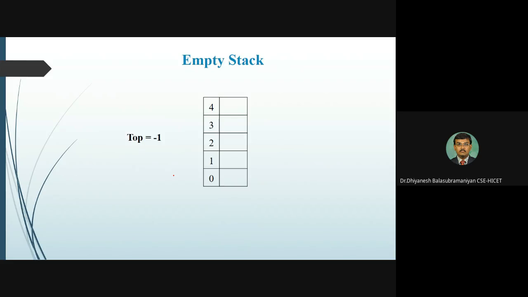They will ask, if the stack is empty, what is the top position? So the top position is -1 only. If you're coming to the queue, if the queue is empty, the front and rear positions are -1 for static memory allocation. I'm saying all this for static memory allocation, not for dynamic.